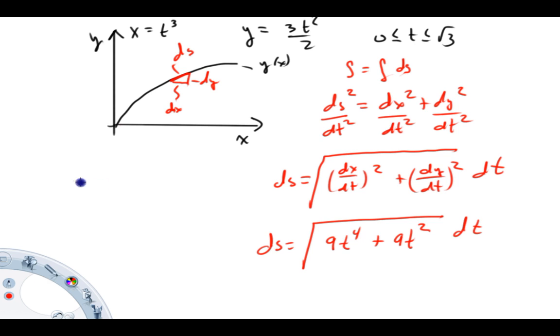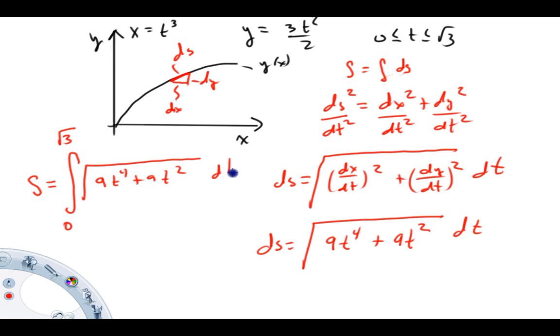And then I'm going to put my last line over to the left here. So the total arc length is going to be, we're going to have to integrate this expression, from 0 to root 3, because my integral is over t, and those are my boundaries on t. The square root of 9t to the fourth plus 9t squared dt. Okay, so the integral is set up.